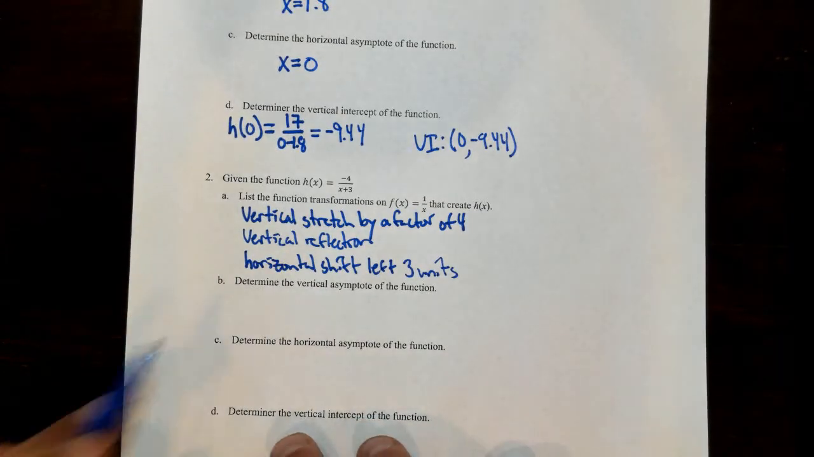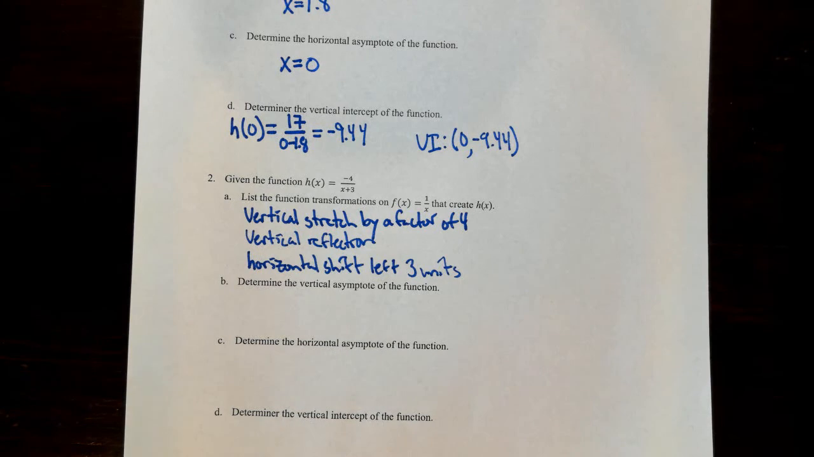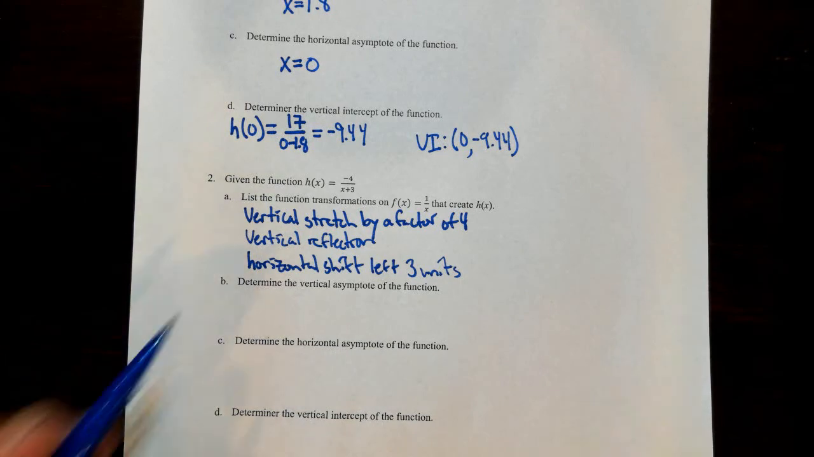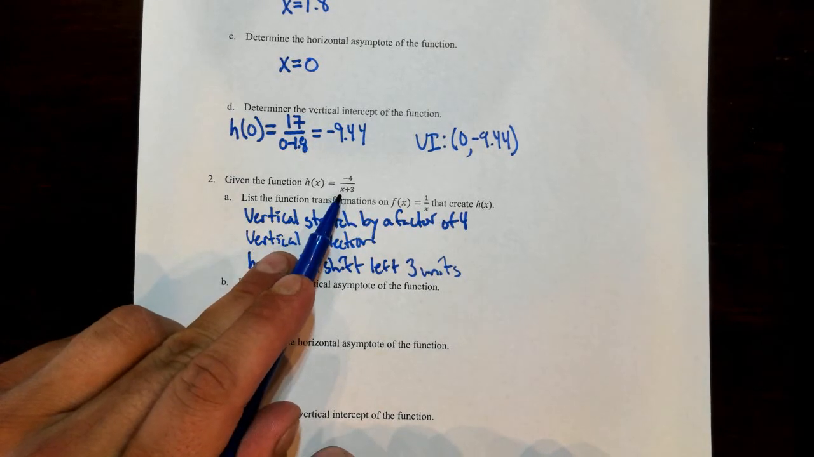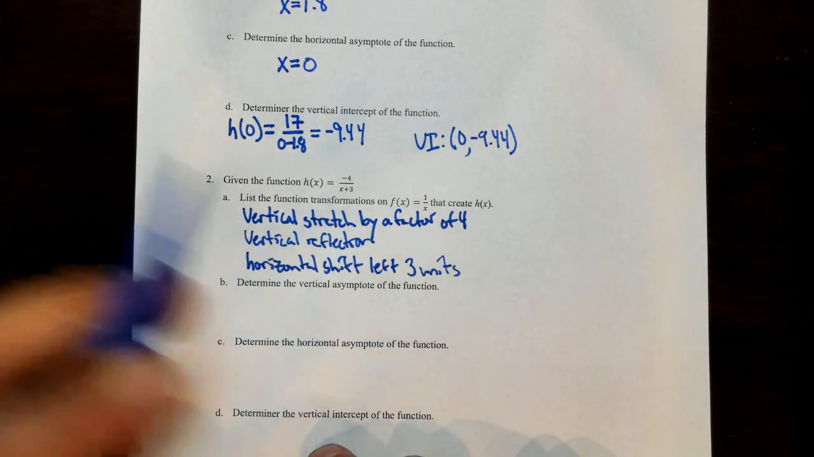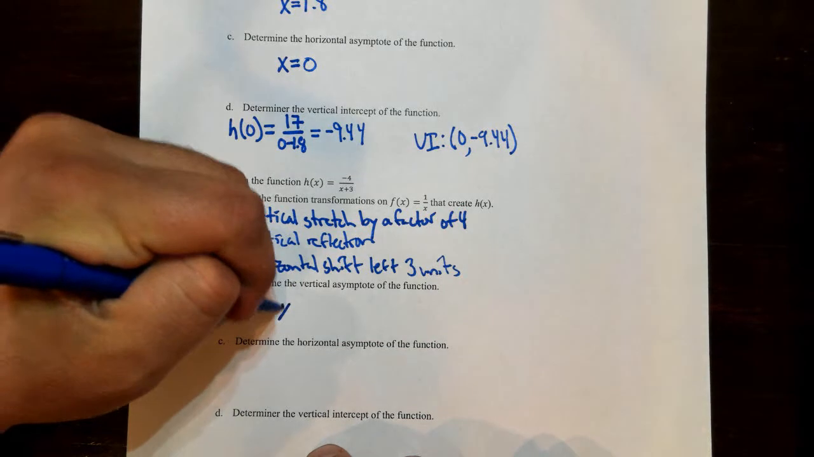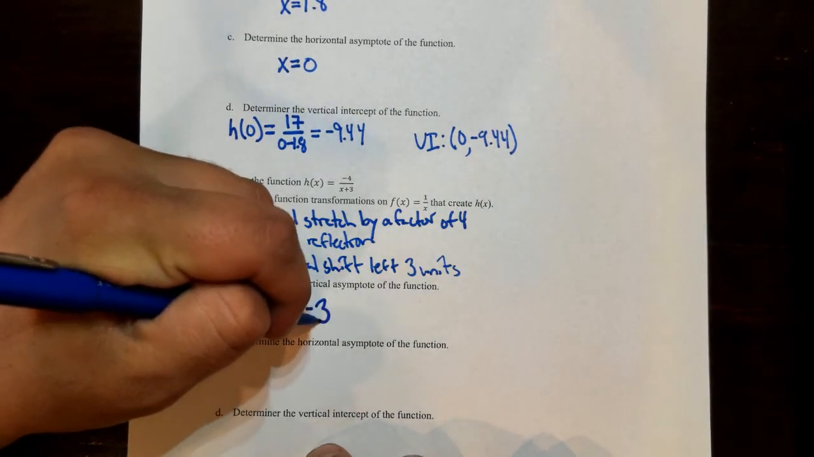Okay. Now determine the vertical asymptote of the function. Well, that's going to be where the bottom equals 0, so if we were to plug in a negative 3, it would equal 0. So our vertical asymptote is x equals negative 3.